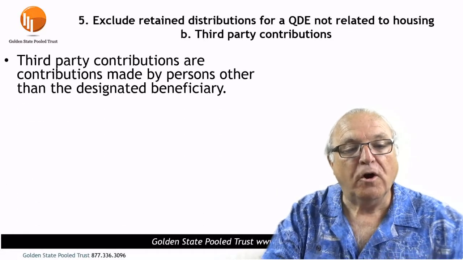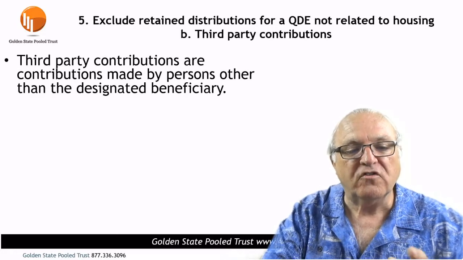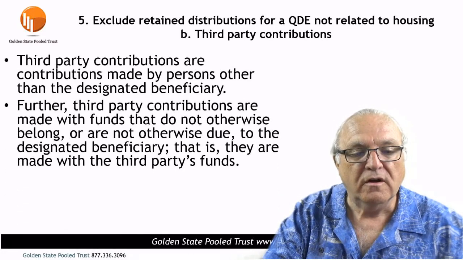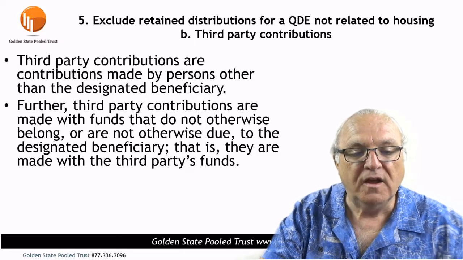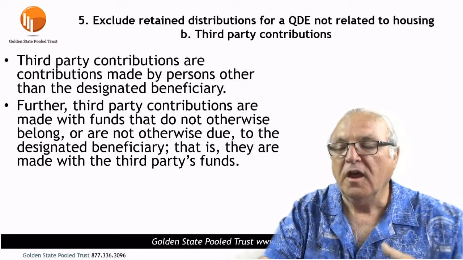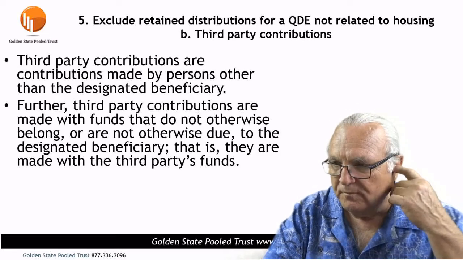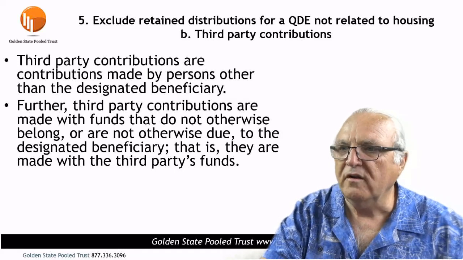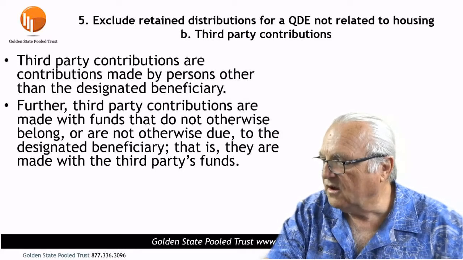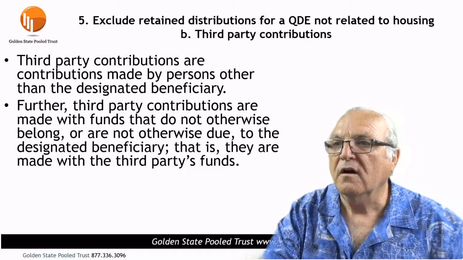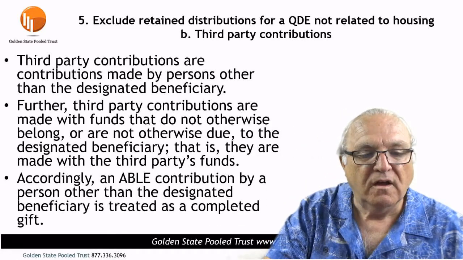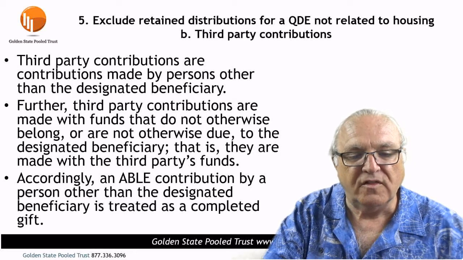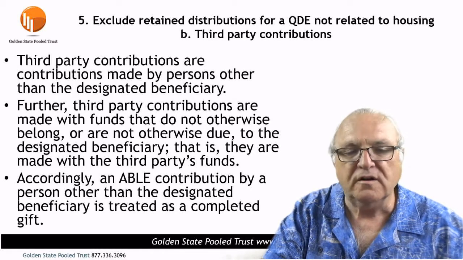Third-party contributions are contributions made by persons other than the designated beneficiary. Further, third-party contributions are made with funds that do not otherwise belong to or otherwise due to the designated beneficiary. That is, they are made with the third party's funds. In my case, it would be from Aunt and Uncle Steve to our niece here, but as we're going to see in a moment here, we may have further problems. Accordingly, a contribution to an ABLE account by a person other than the designated beneficiary is treated as a completed gift.